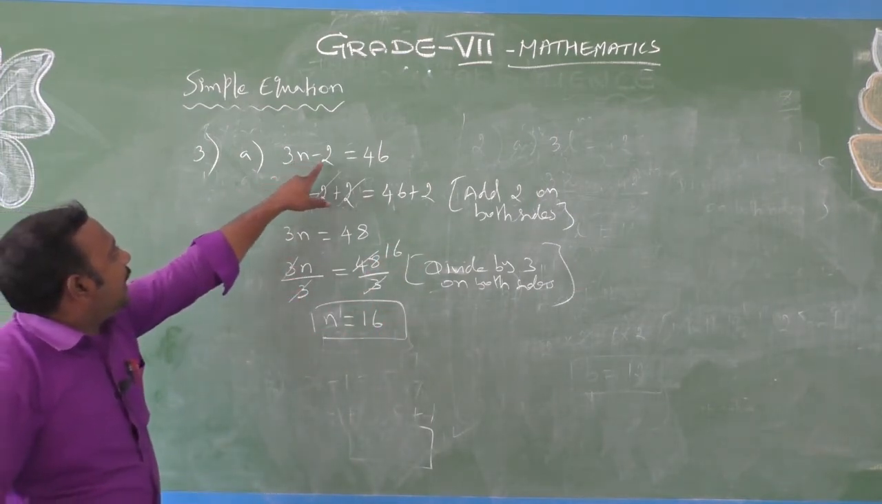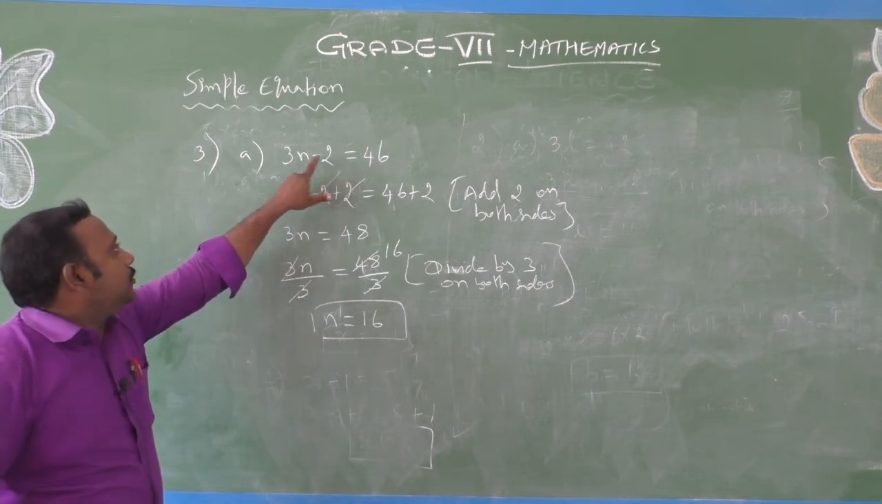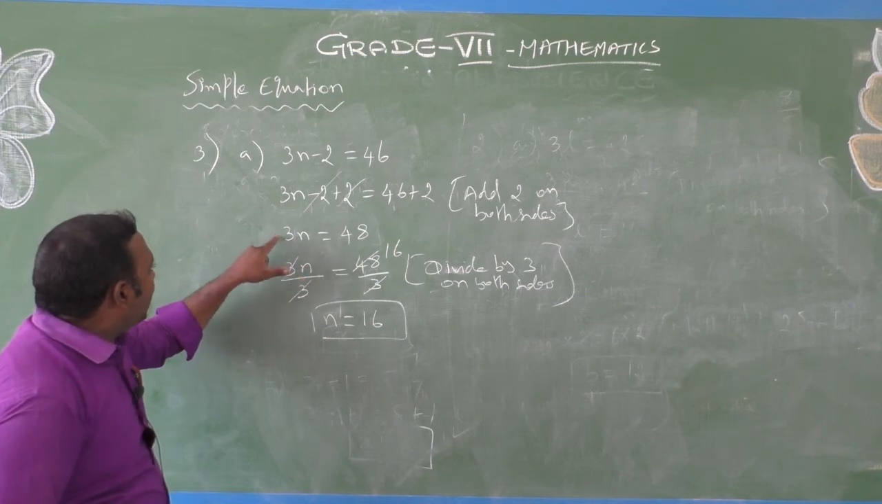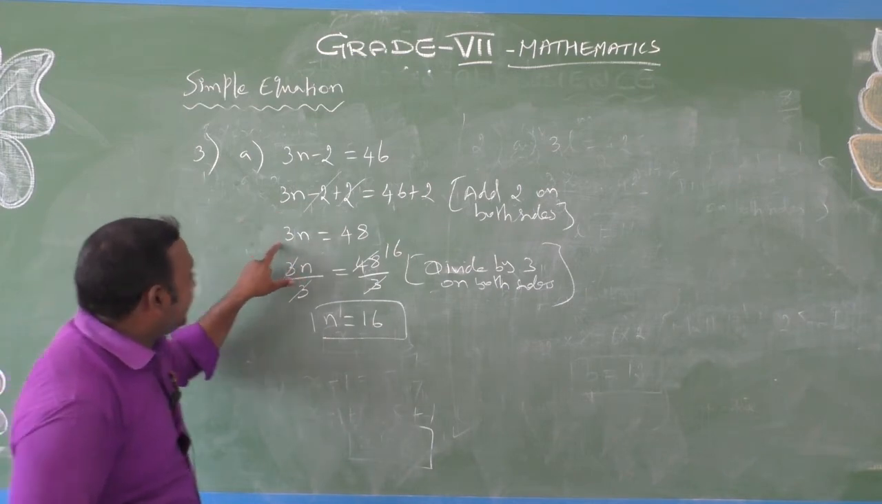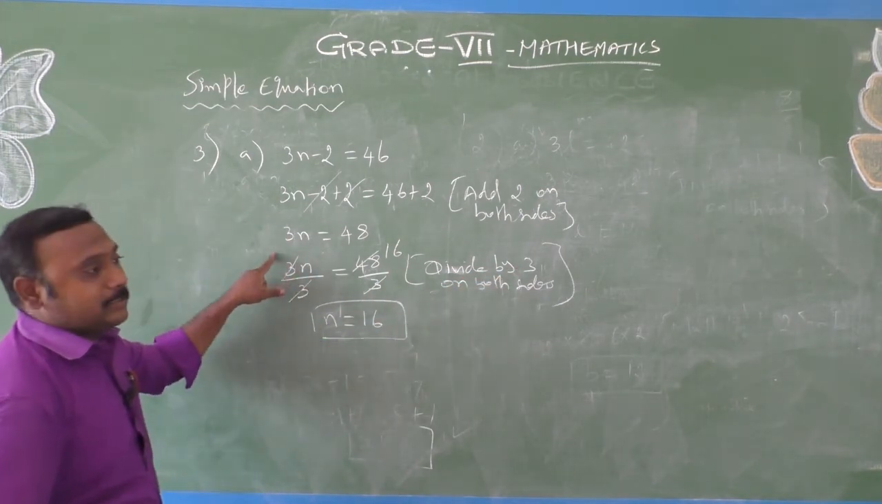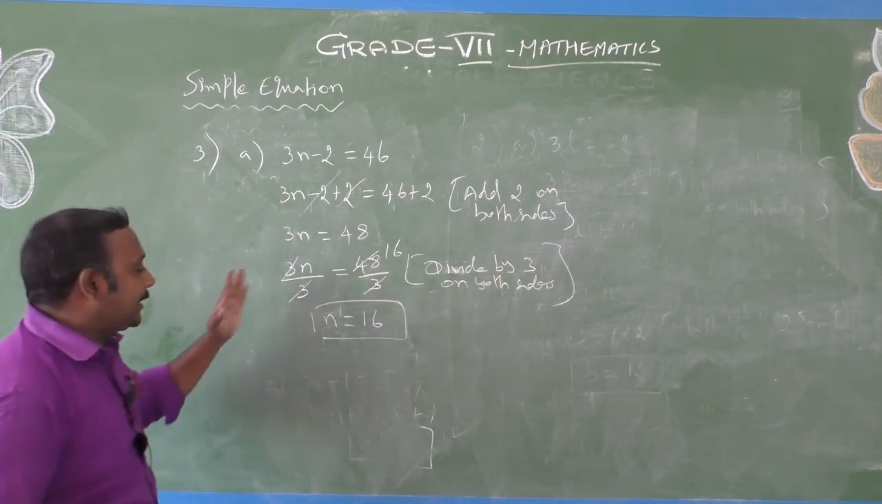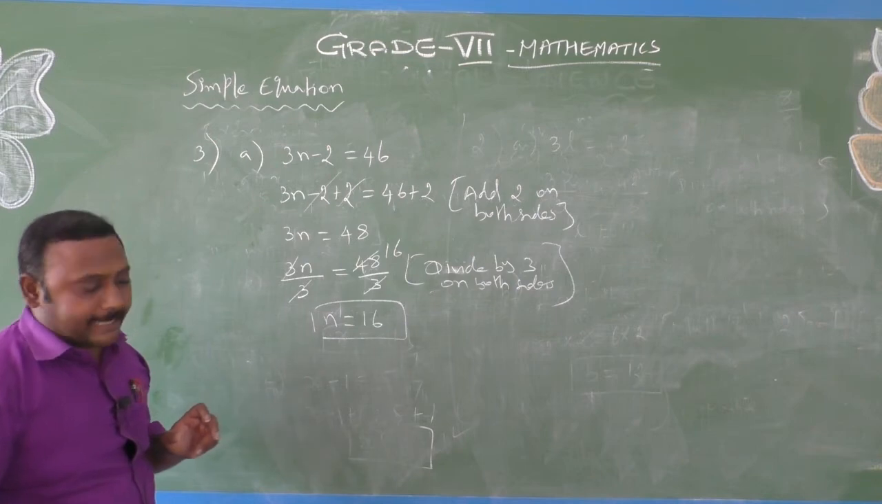Understand the question? Here we have minus 2, so I add plus 2 on both sides. When we have multiply by 3, so divide by 3 on both sides. So I just divide by 3 on both sides and get the value of n.